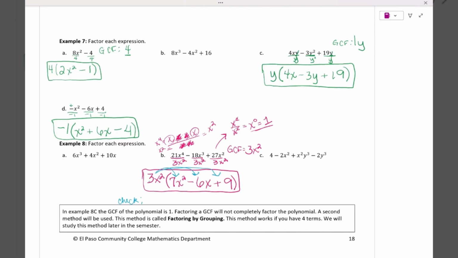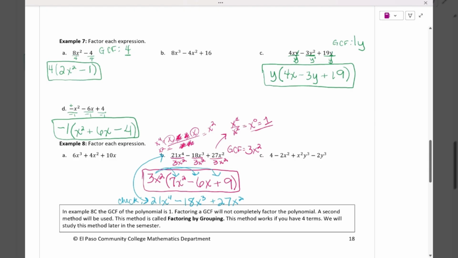So here, 3x squared times 7x squared, 3 times 7 is 21. And x squared times x squared, now we add the powers when we're multiplying, is x to the fourth. 3x squared times negative 6x is going to be negative 18x to the third, because we add the powers. And then 3x squared times 9 is going to be 27x squared. So you can check that to the original one and see that those are the same. Okay, so that helps that we did that one. Okay, let's look at the last one now.